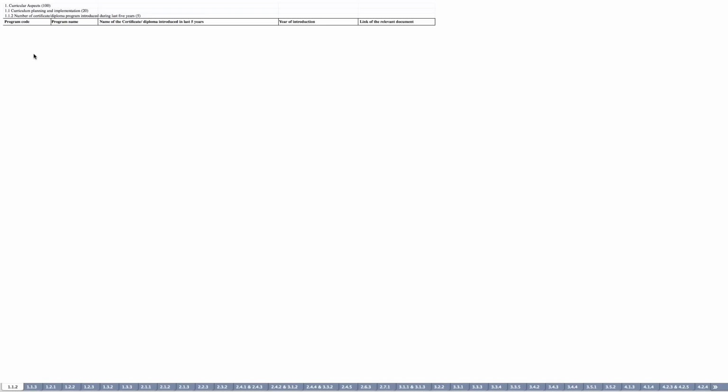These are Excel files that talk about the data you are supposed to give in a structured format, which has already been specified to you through the data templates. Now these data templates are clubbed together as one Excel file, but you can see that the different metrics for which NAAC wants data are listed here.